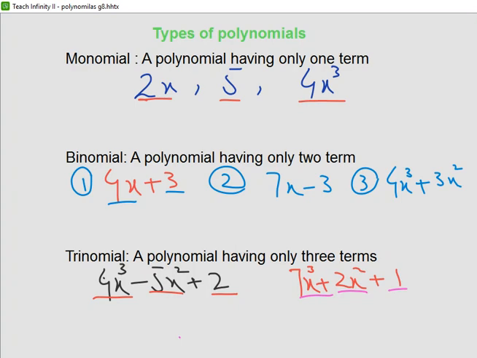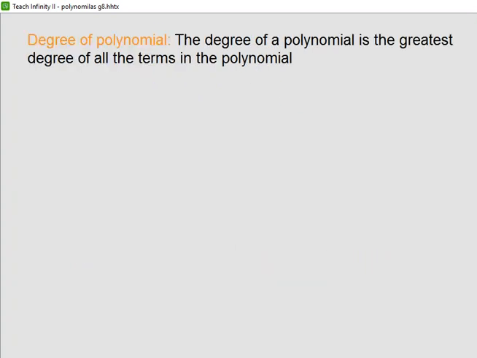Now, the degree of polynomial. The degree of a polynomial is the greatest degree of all the terms in the polynomial, as we explained here. Like here, 4x square. This x is the variable and its power is called the degree. Power is called degree.